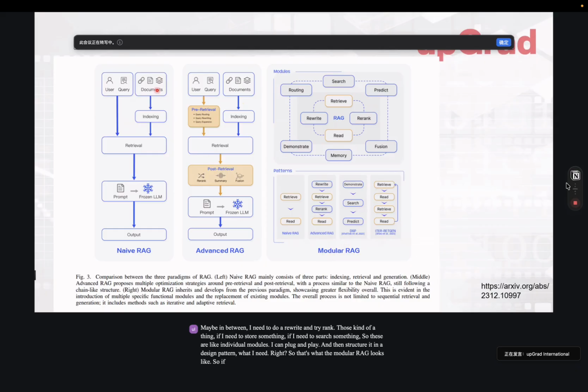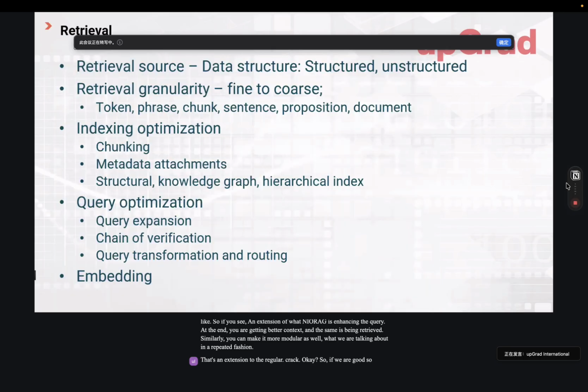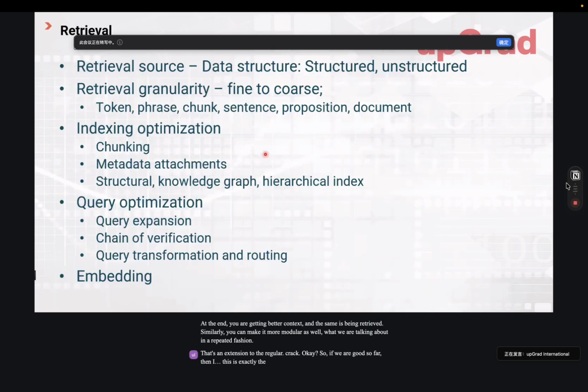So if you see, it is an extension of naive RAG: enhancing the query, so that at the end you are getting better context, and the same is being retrieved. Similarly, you can make it more modular as well, what we are talking about in a repeated fashion. That's an extension to the regular RAG. Okay. So if you are good so far, I'll take the questions before we take a pause. The same thing I'm showing you so that at least you will understand.